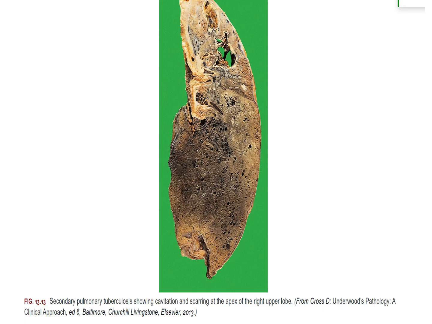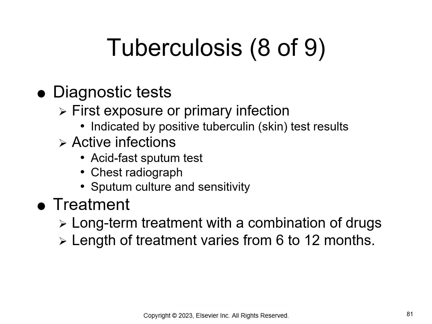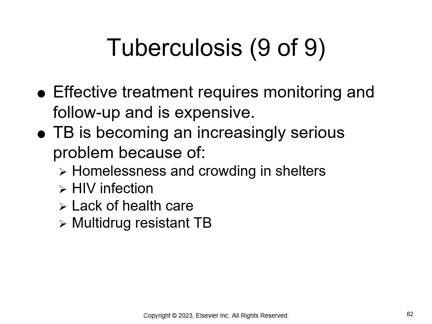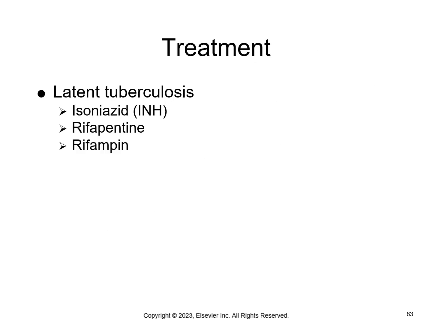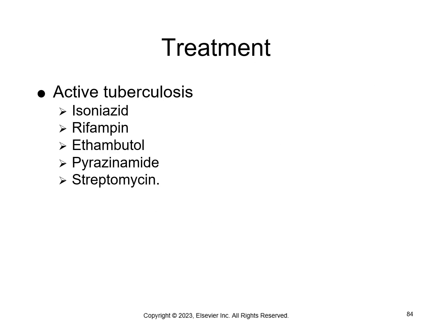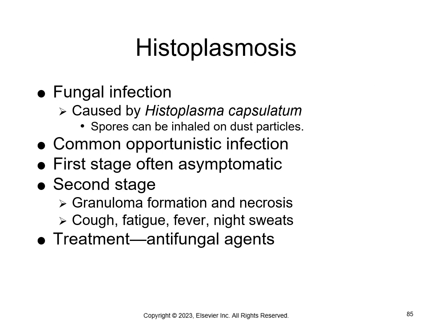So this picture is to show you the cavitation if you look at the apex in the right upper lobe. Diagnostically, we'll do the PPD test, the acid-fast sputum, chest X-ray, and culture sensitivity of the sputum. Again, you don't need to know what the treatment is. They're not going to ask you about that. They use a number of products here.